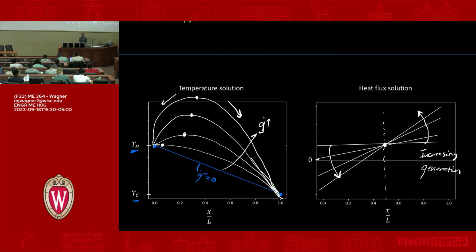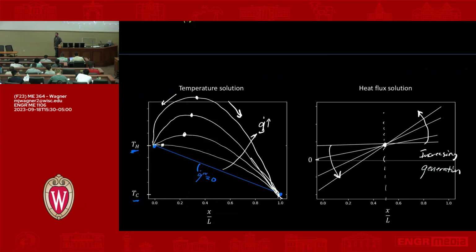Questions on this, and then we'll do an example. Yep? Will there ever be a downward slope graph, as in there's no generation, or is that stored? What does that look like if G dot triple prime is negative?